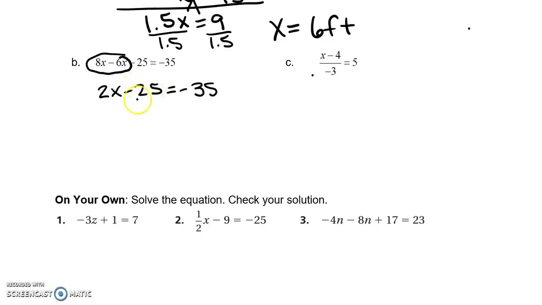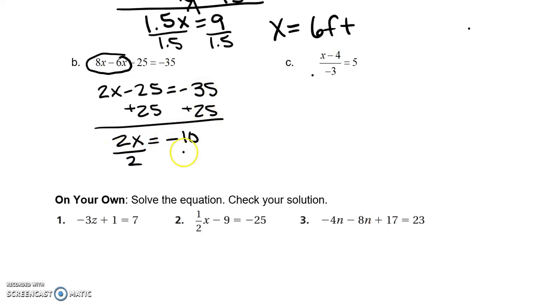Once again, addition or subtraction, you've got to get rid of first. So I do my opposite operation and I add 25 to both sides. And so I'm left with 2x equals negative 35 plus 25, which is negative 10. Divide both sides by 2 because that's multiplication. So to undo multiplication, I divide. And x is equal to negative 5.